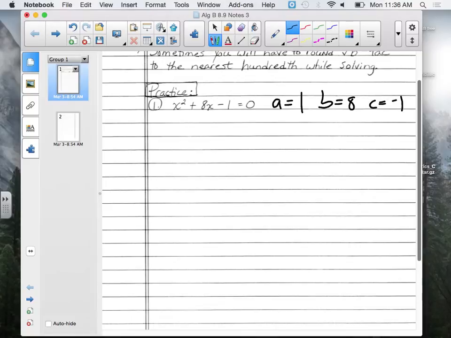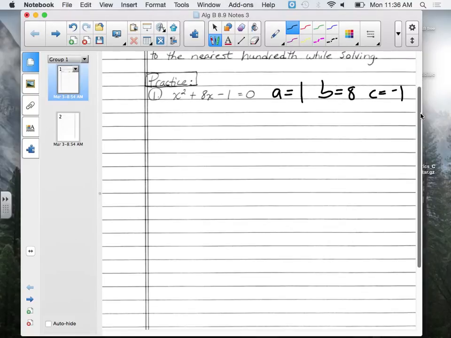JC, what would I do once I have all these things identified? So what would I write? Are we still doing the quadratic equation formula? Yes. Okay, so negative b plus or minus and the square root thing.